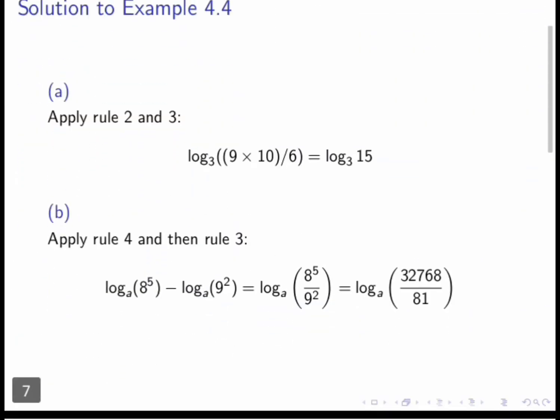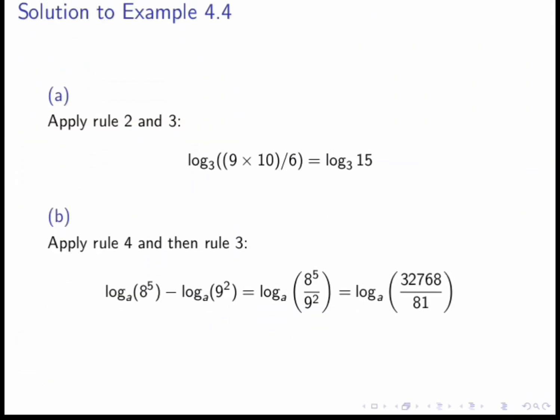Now example b. Example b is 5 log 8 base a minus 2 log 9 base a. Are you getting it? Provided that they have the same base, you don't have a problem. You can use the normal application of logarithm, right? Sorry, the first one is log 9 base 3 plus log 10 base 3 minus log 6 base 3. When you see addition, the first thing that comes to your mind is multiplication. When you see subtraction, the first thing that comes to your mind is division. So 9 times 10, 90, divided by 6, which is 15 base 3.